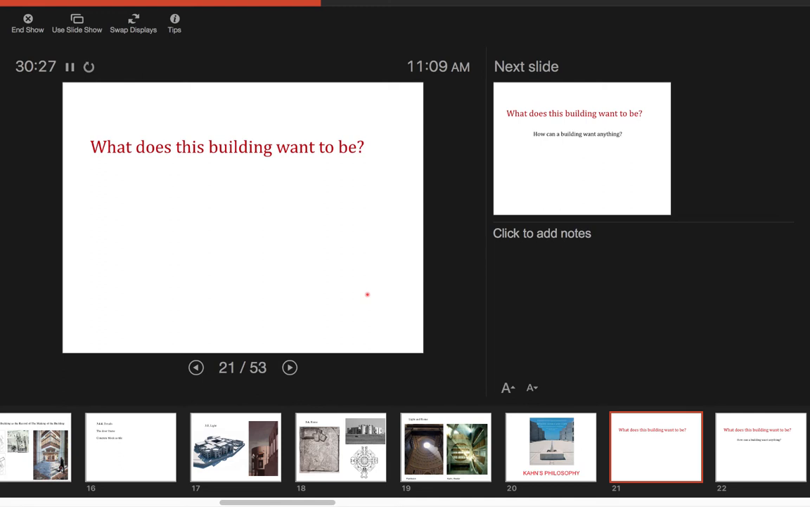Let's be real obvious. Nothing. It's a building. How can it want anything? But there's another big one. It doesn't exist yet. So a project would come into the office, and Kahn would, with his staff in the office, or he'd bring it to studio, and they want a school. What does this building want to be? It doesn't exist yet. So how can a building want anything?